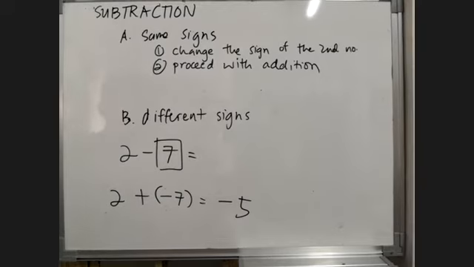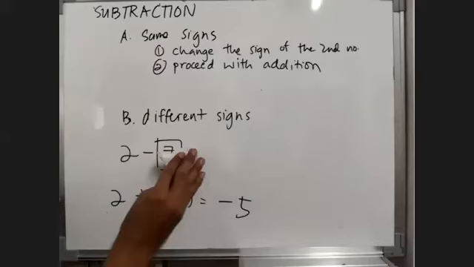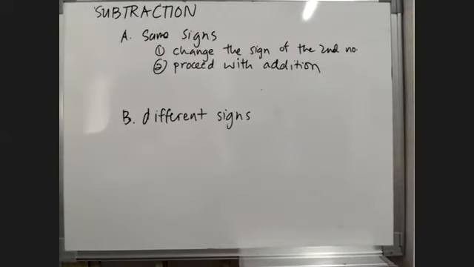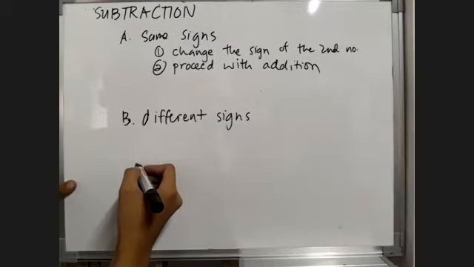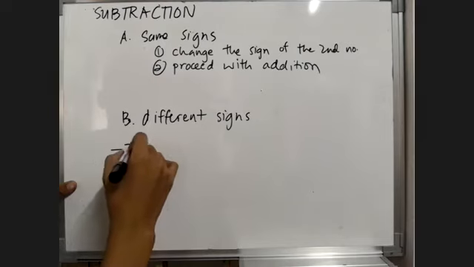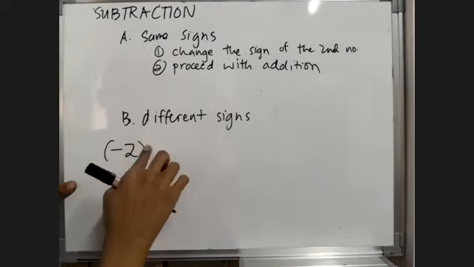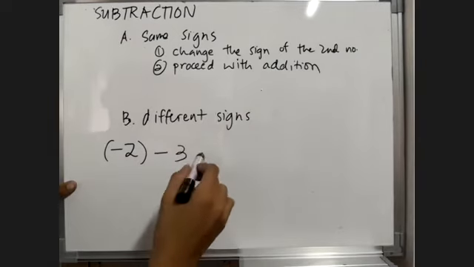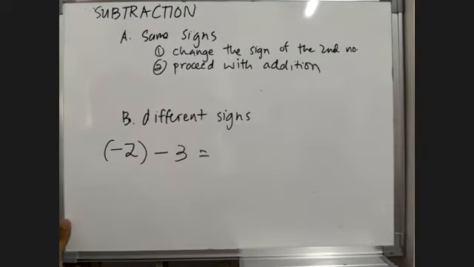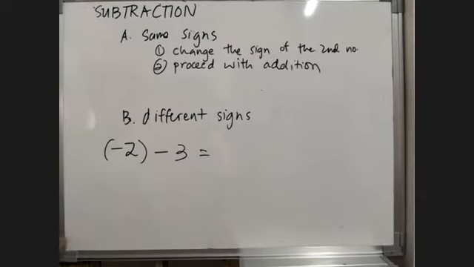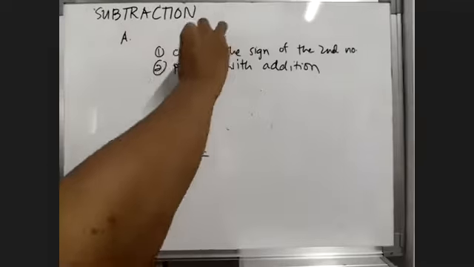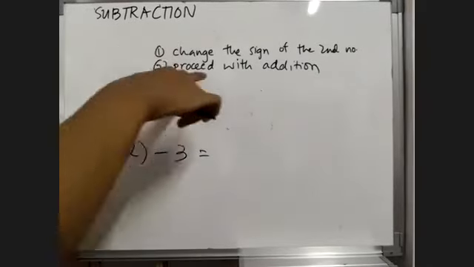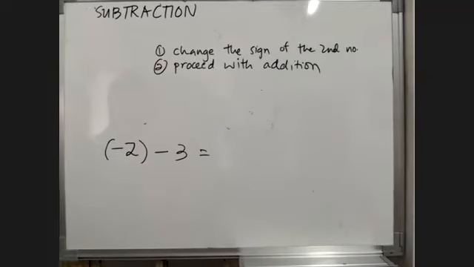Okay. So, for example naman, different signs. So, next I have, for example, negative 2 minus 3. Halos same steps lang pala eh. Same step lang. Ganito na lang. Isang step na lang tayo kay subtraction para hindi kayo maguluhan. So, it's either same sign or different sign. Basta subtraction siya. Ito yung step natin. Change the sign of the second number, then proceed ka with addition.